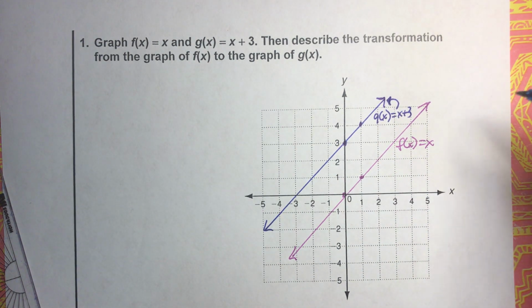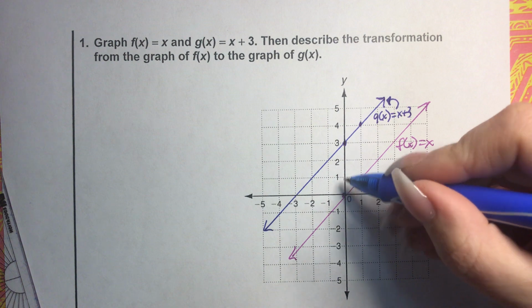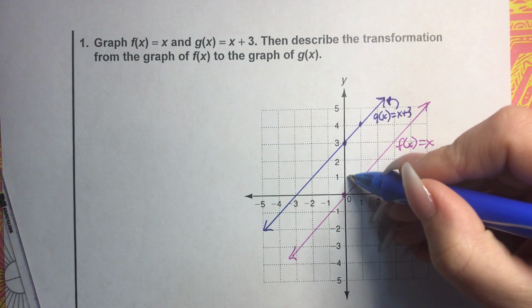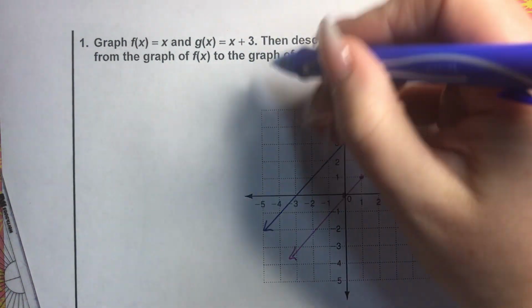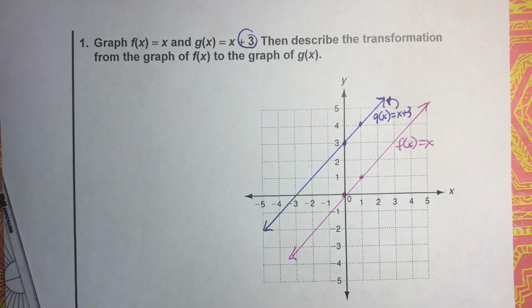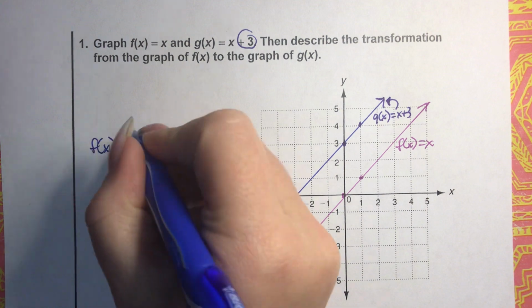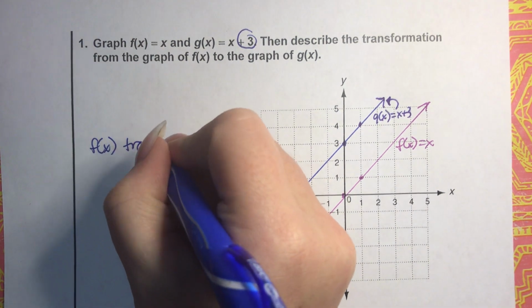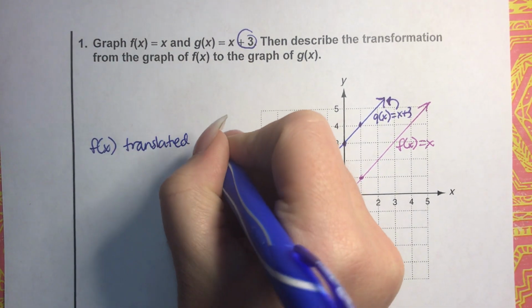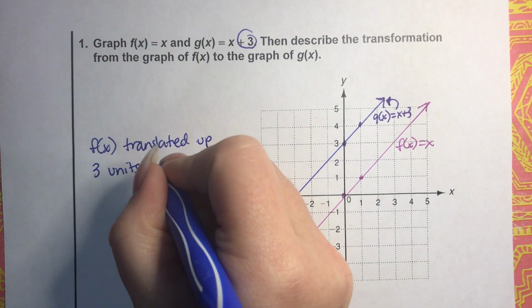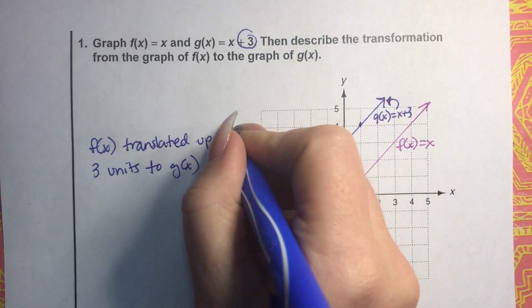Can you tell what's happening? This translated from here to here. What happened? Well, it translated up. This line translated up 3 units, and you could totally tell because of the y-intercept, right? So what we would say is that f of x translated up 3 units to g of x. And that's our answer.